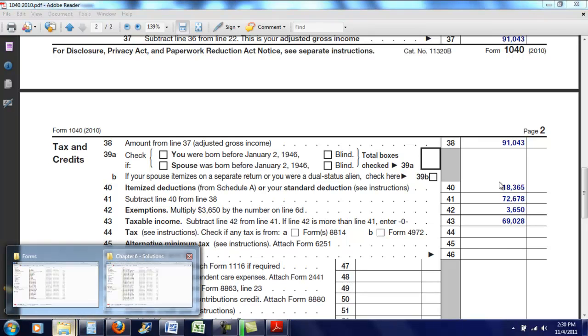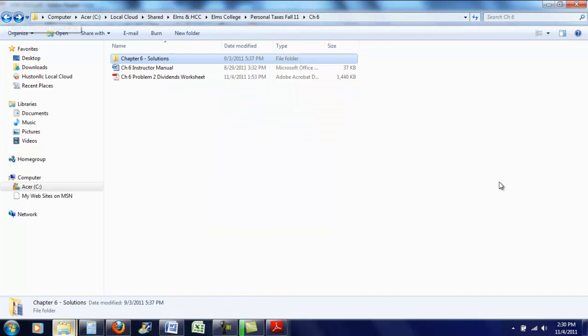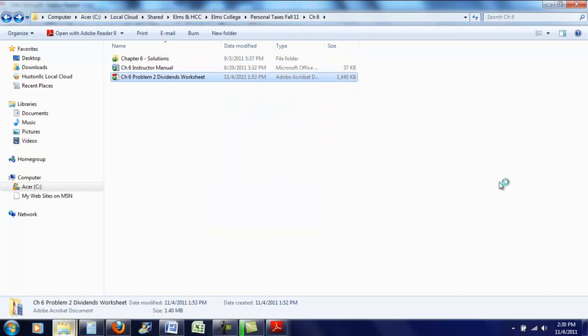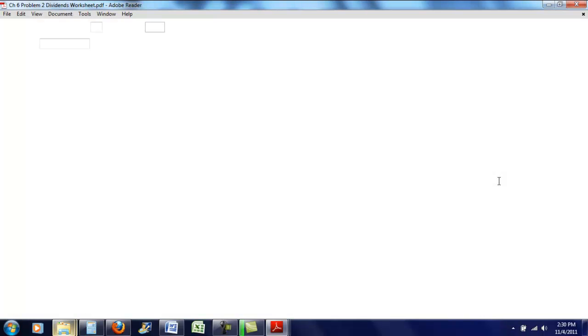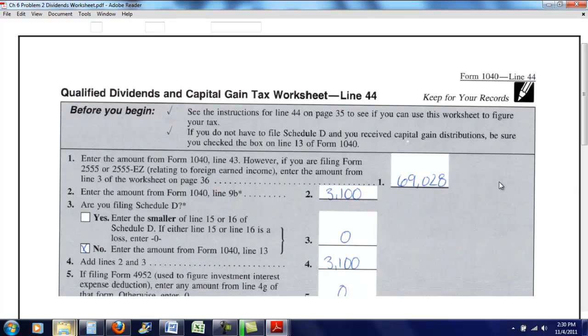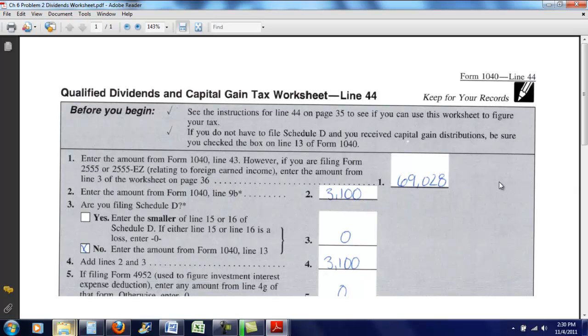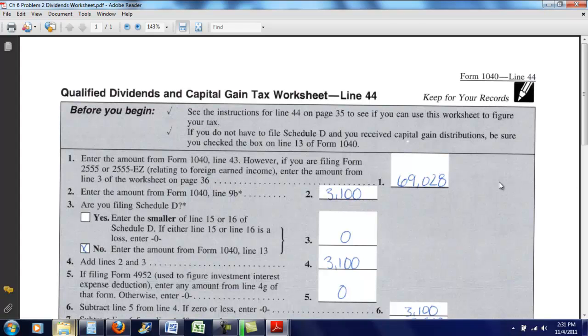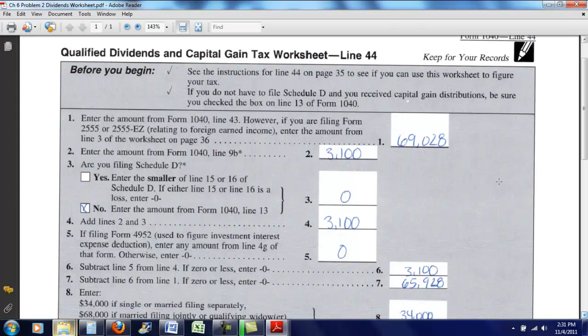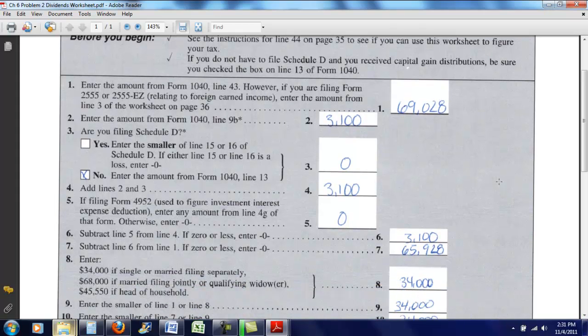So I did scan her dividend worksheet. You would have to print this out and fill it out by hand to calculate this number. So she has $69,028 on line 43. Her line 9B is $3,100. We're not filing a Schedule D, so we put 0. And then line 4 is $3,100. We're not filing a 4952, so 0 on line 5. We subtract line 5 from 4, so that gives us $3,100.